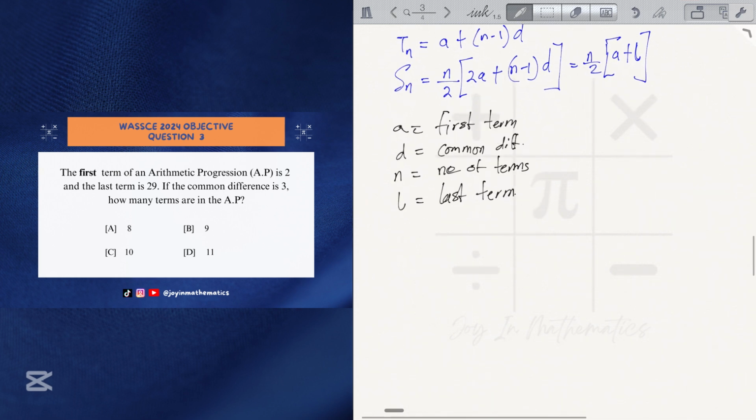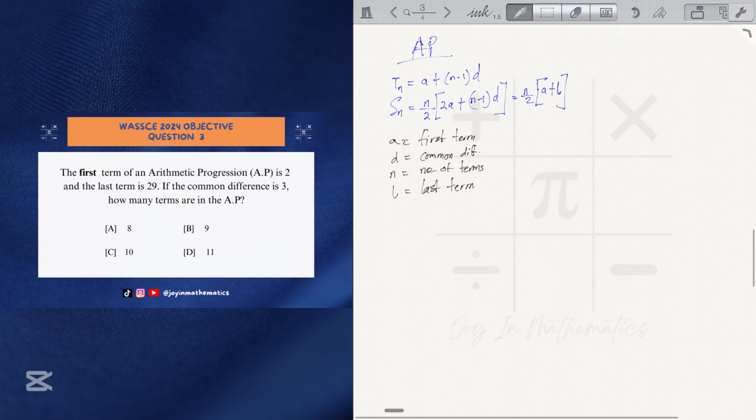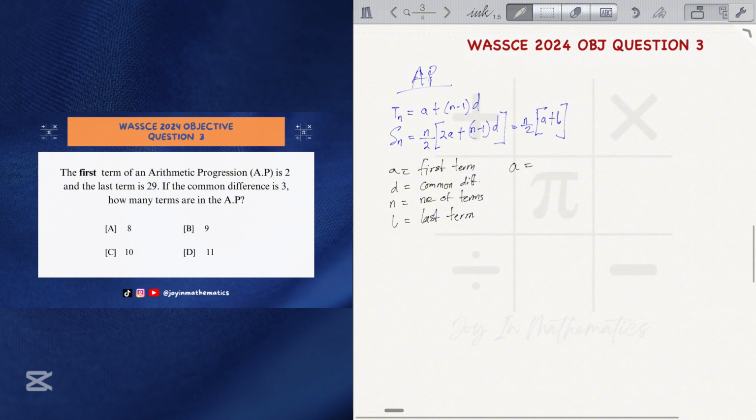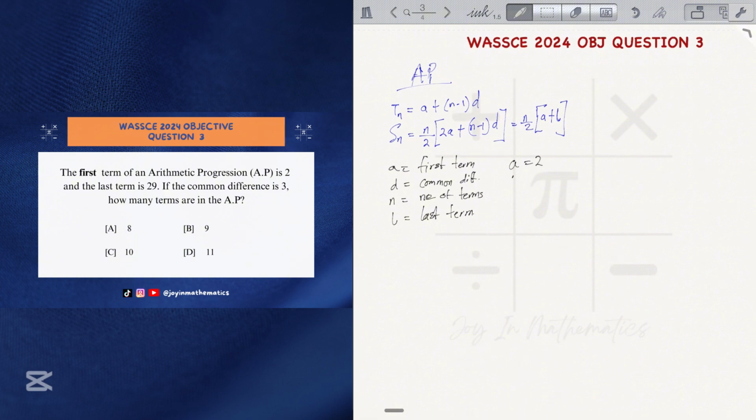Now, we're given in the question that the first term of the arithmetic progression, a, is equal to 2, and the last term, l, is equal to 29, and the common difference is equal to 3. How many terms are we looking for? We are looking for n is equal to what? So we have the first term, we have the common difference, we are looking for the number of terms, and we also have the last term.